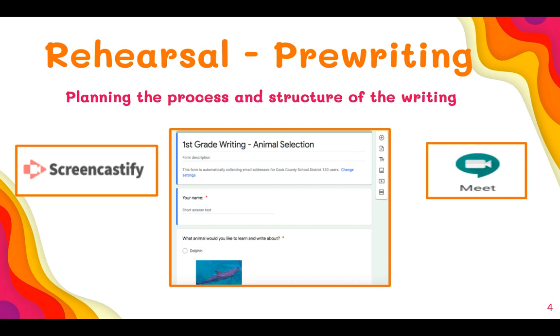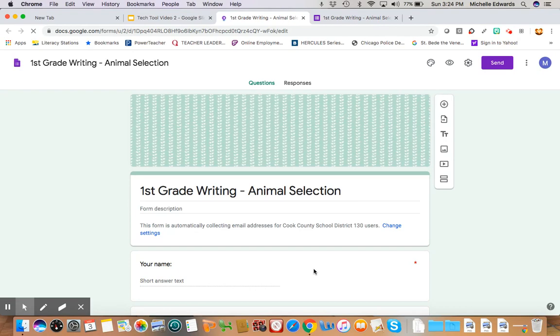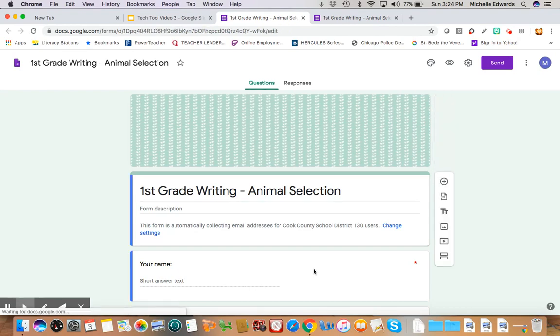Once we have an idea of the students' structure of the writing, it's time to find out what they're going to want to write about. So you could easily send out a Google form, like the form here, for students to select what animal they'd like to write and learn about.